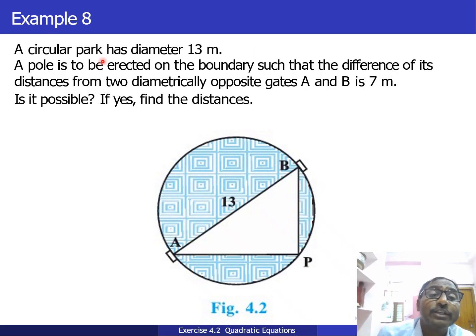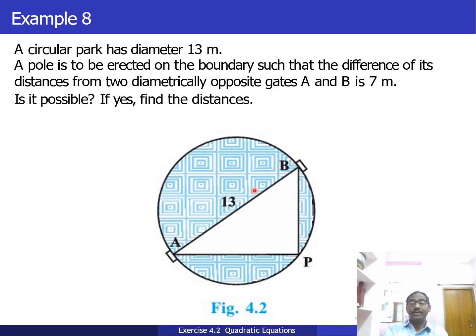Example 8. A circular park has diameter 13 meters. A pole is to be erected on the boundary such that the difference of its distances from two diametrically opposite gates A and B is 7 meters. Is it possible? If yes, find the distances.